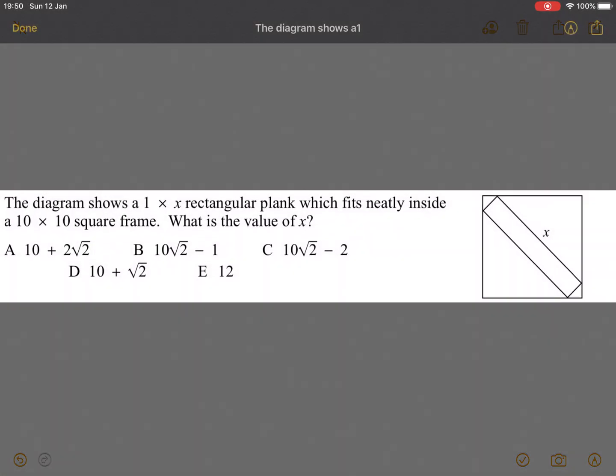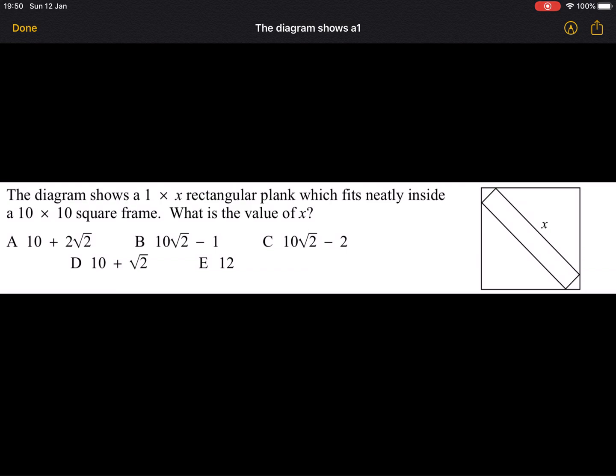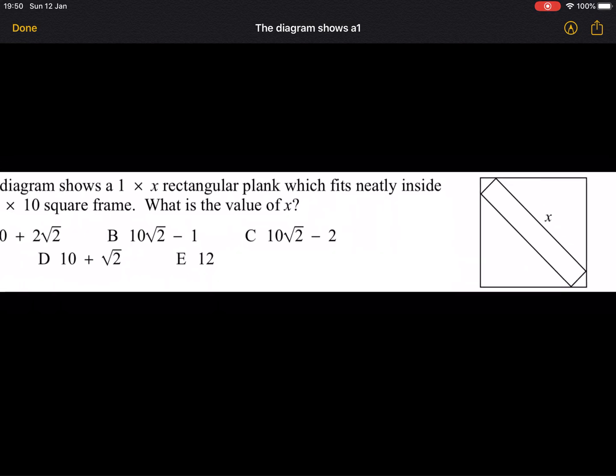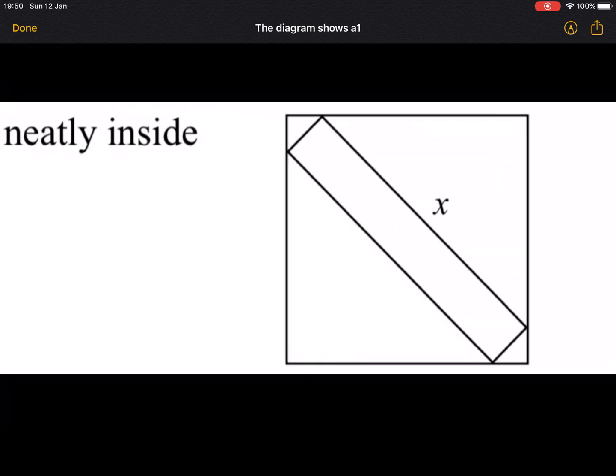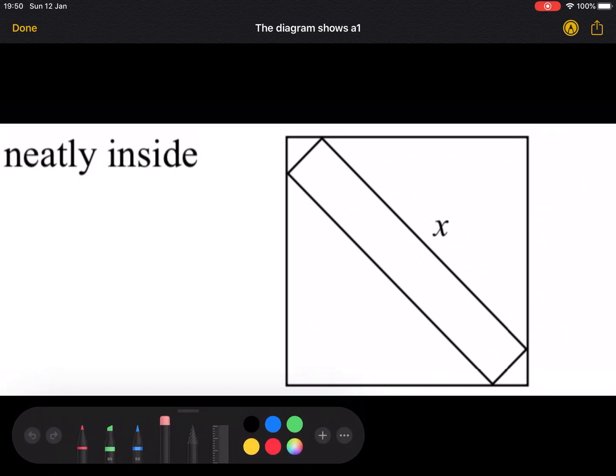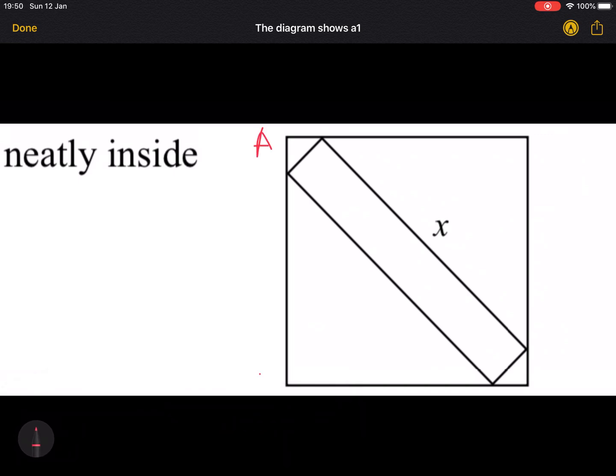So first thing we can do is write what we have on here. We know that each side, because it's a 10 by 10 square frame, from A to B, for example, is 10, and then A to D is 10 as well. And then we can also add 10 here and 10 here.